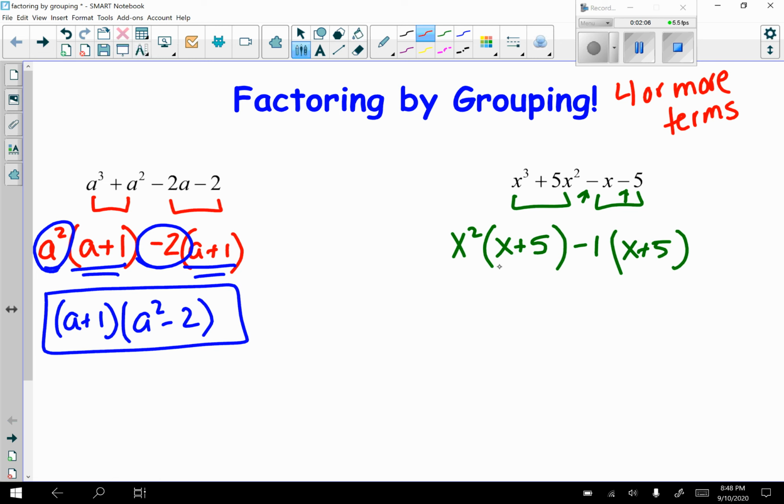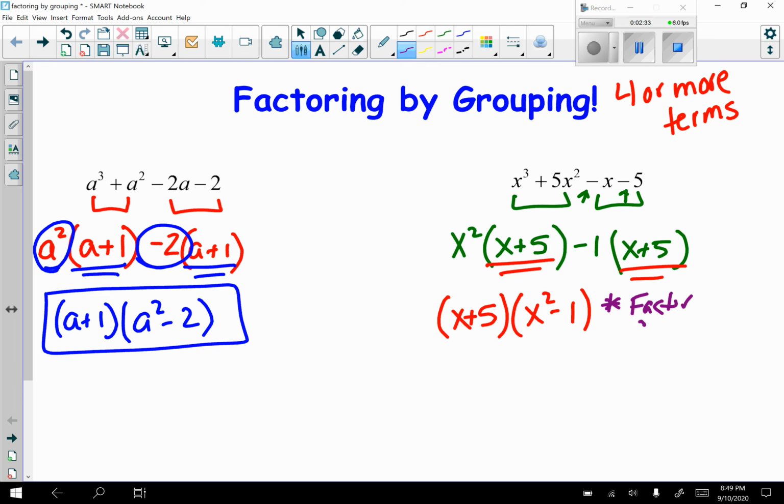If at this step these pieces don't match, something went wrong, go back and check. Maybe you need to reorder your terms, or maybe it's not factorable. In this case, they do match, so I can continue on. I have x plus 5. What's left over goes in the second parentheses, so I have x squared minus 1. I'm going to put a star next to this one because we are going to factor completely.